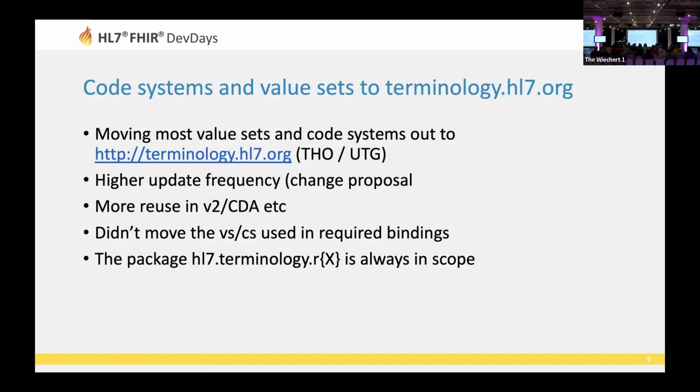So those ones stayed in the core spec as part of the design of the resource. But anything else that's a preferred binding or a codeable concept or example bindings or whatever, they all moved out to terminology.hl7.org. And at a tooling level, for those of you who care, the package hl7.terminology.r, whatever version you're using, is always in scope. You don't have to reference it explicitly. The tools need to know that terminology is effectively part of core. The same applies to extensions. Extensions and terminology packages depend on core, and so the core can't depend on them, and so they're sort of magically part of core.